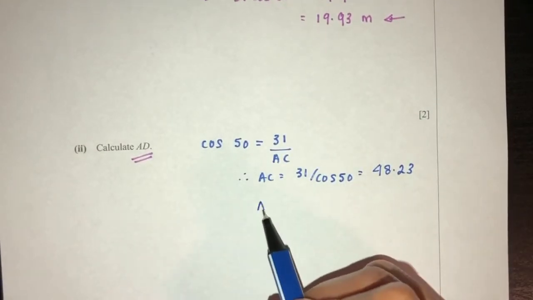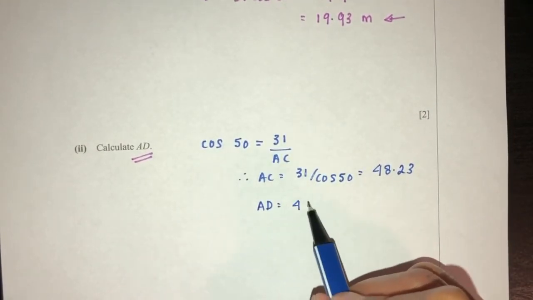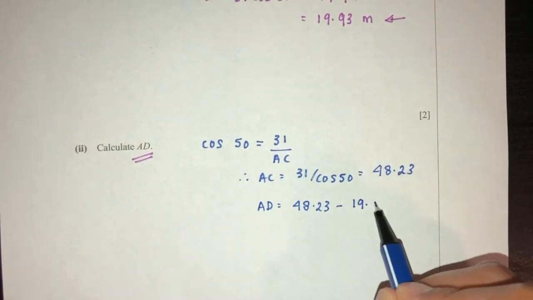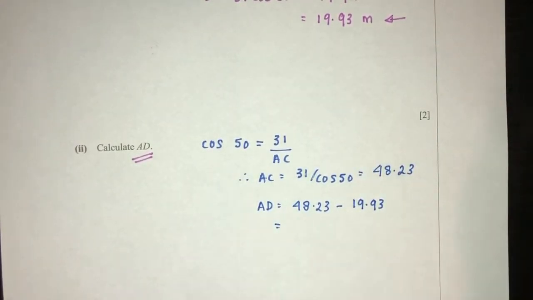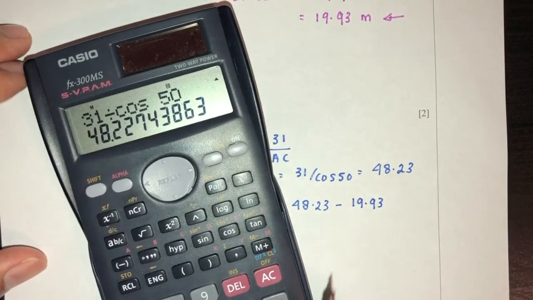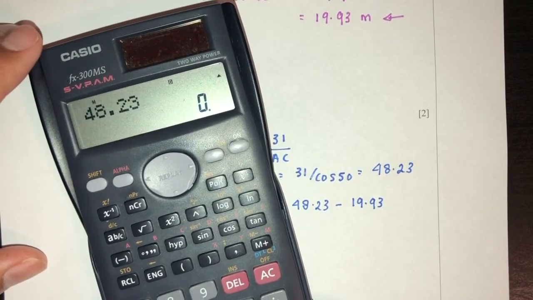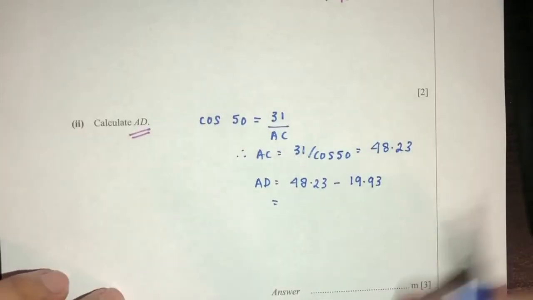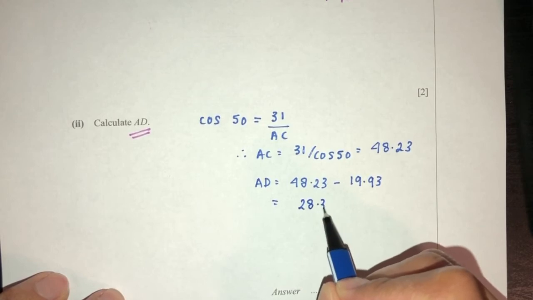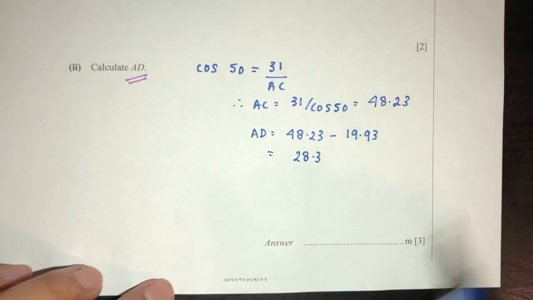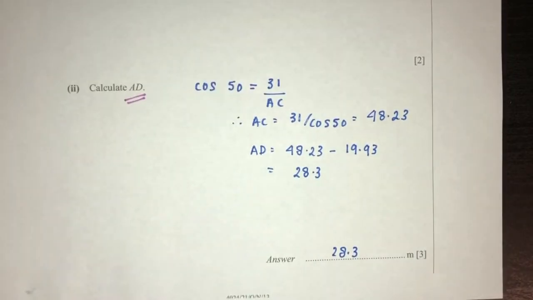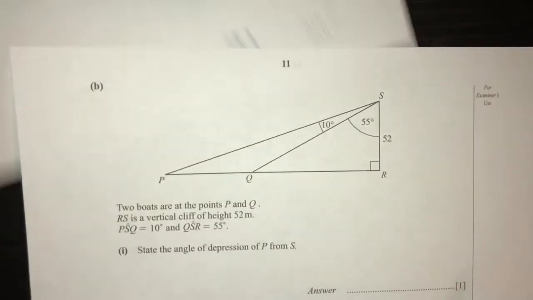Now, as you have seen from the formula, AD is AC minus DC. So AD will be AC minus DC, which is this one. Let's see what value do we get. That will be 48.23 minus 19.93. That should give you 28.3. So correct to 3SF, that will be 28.3. So AD, let's write this here, 28.3. Let's move on to part B.